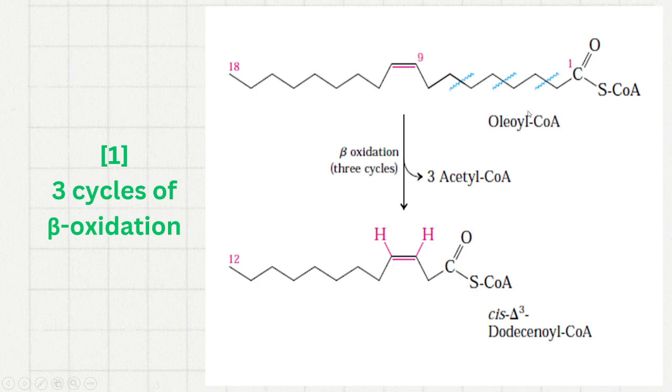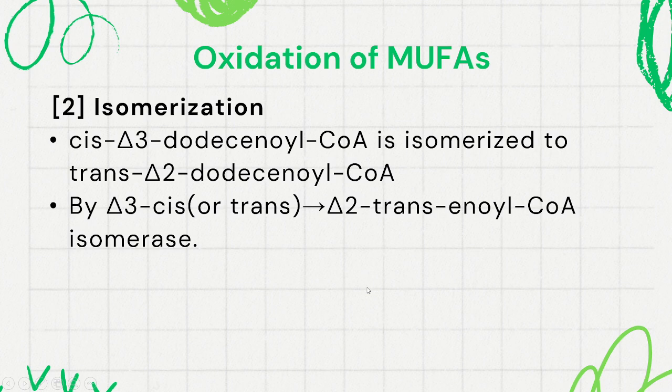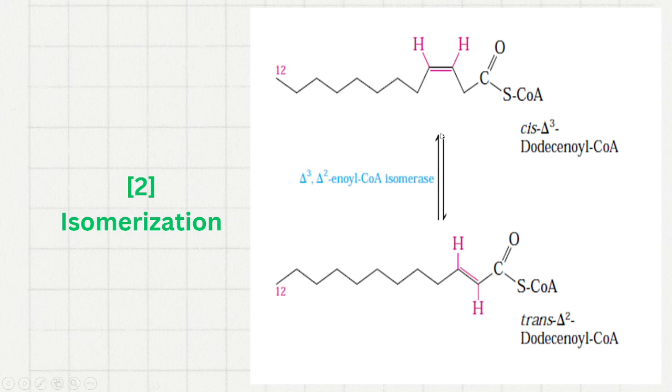The result will be 3 acetyl CoA molecules and a dodecenoyl CoA. Dodeca meaning it is 12 carbons. The delta 3 bond is in the cis configuration. The body will need an isomerase to isomerize the cis delta 3 dodecenoyl CoA to a trans delta 2 dodecenoyl CoA. So from a cis to a trans configuration.